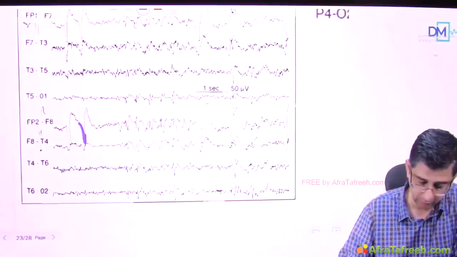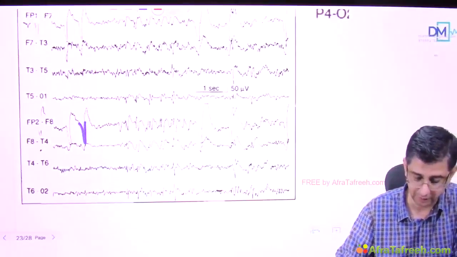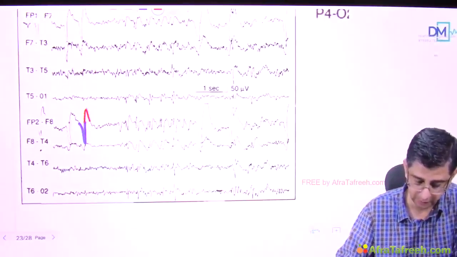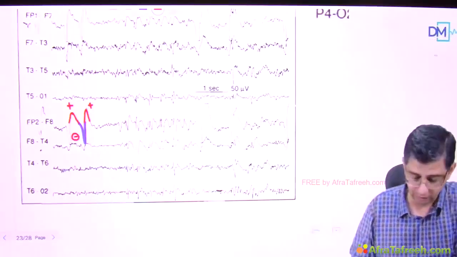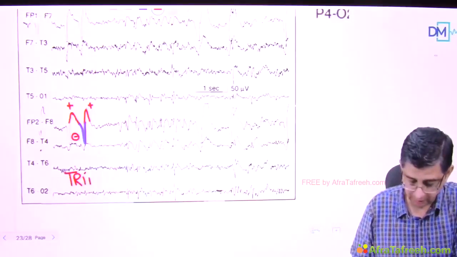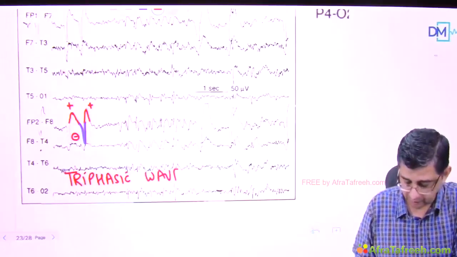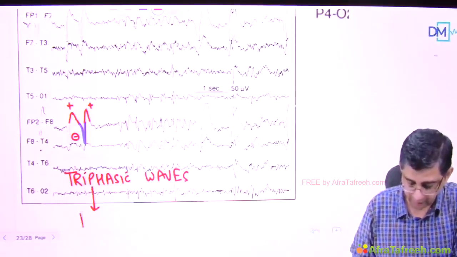In contrast, if you look at the one on the left hand side, you will notice this wave that is going downwards, that is positive, and it is preceded and followed by positive waves. So you can see two positive waves and one negative wave then going down. This is what is technically called triphasic waves. This is a feature which is very characteristic of hepatic encephalopathy.